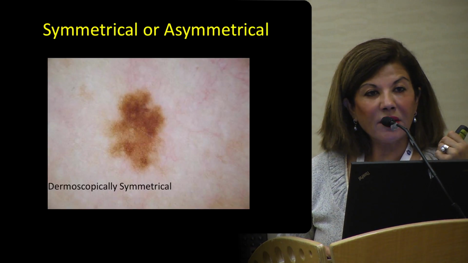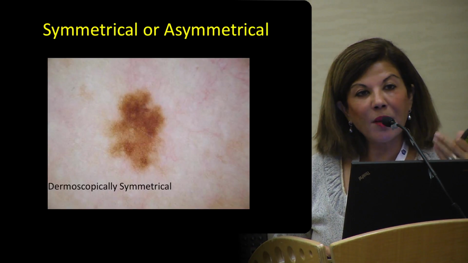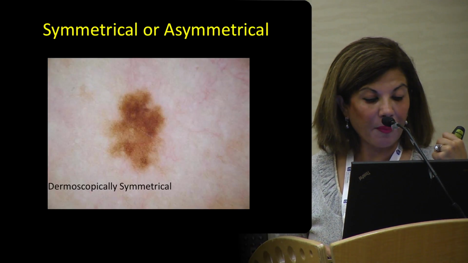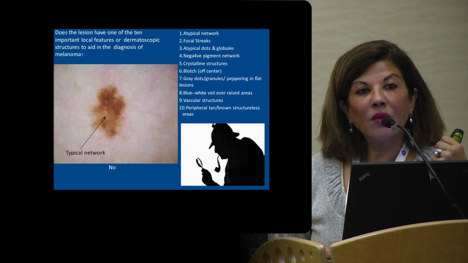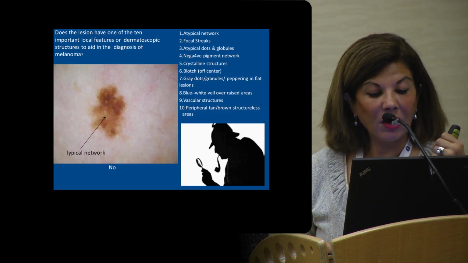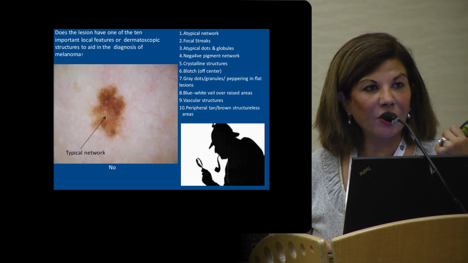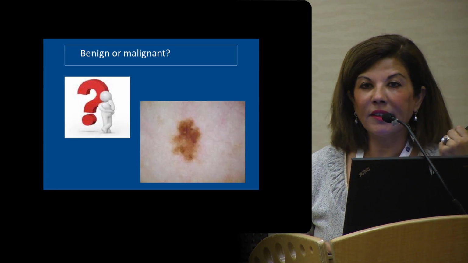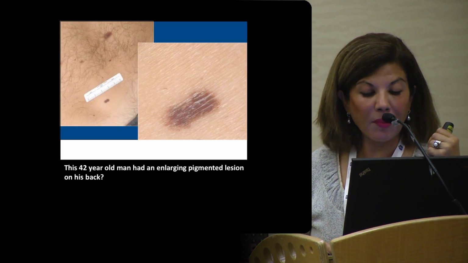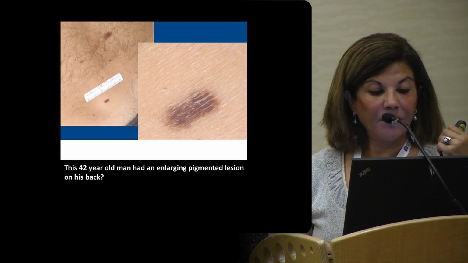Is it symmetrical or asymmetrical? So even though the shape is asymmetrical, dermoscopically, it's a symmetrical lesion. Does it have any one of the 10 melanoma-specific structures for the diagnosis of melanoma? No, because it has a typical network. Benign or malignant? Benign. Case 2 is a 42-year-old man who has an enlarging pigmented lesion on his back.